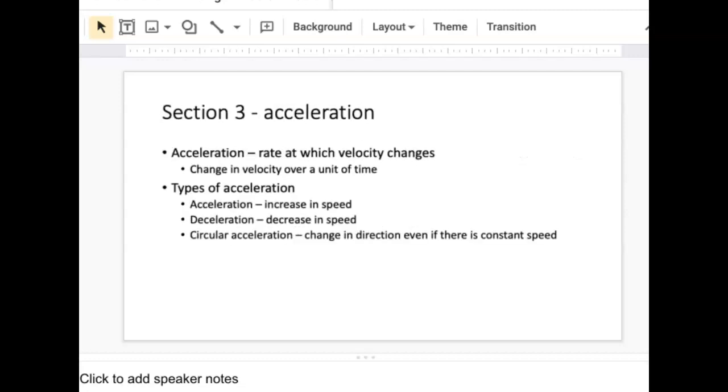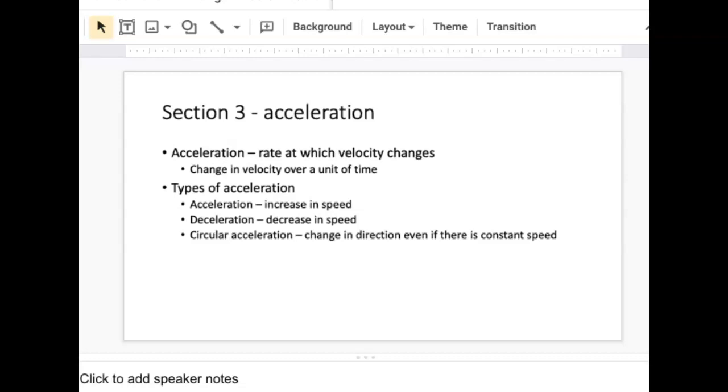In Section 3, we're going to talk about acceleration, which is the change in velocity over a unit of time. We will use the same formula even though there are 3 different types of acceleration. Anytime we say there's acceleration, we're talking about a positive number and an increase in speed. Deceleration is also known as negative acceleration, and then you have a negative sign in front of the number. It just means you're slowing down. Circular acceleration means you have changed direction.